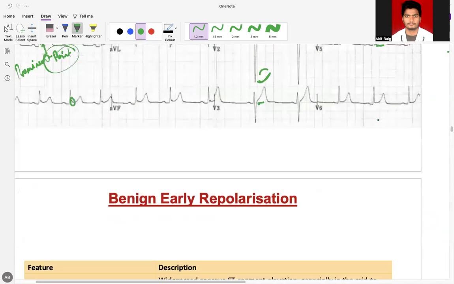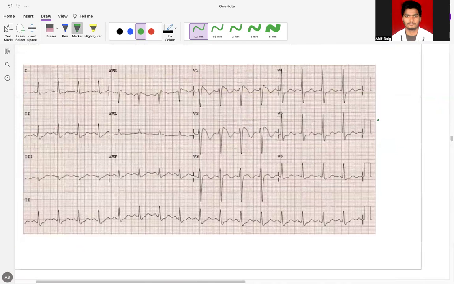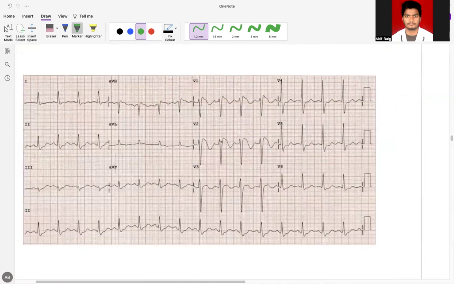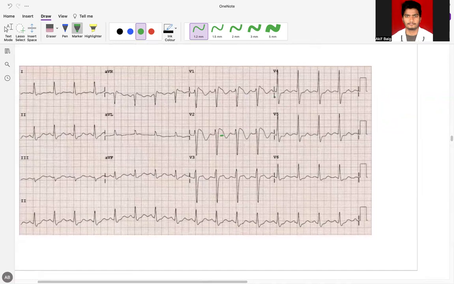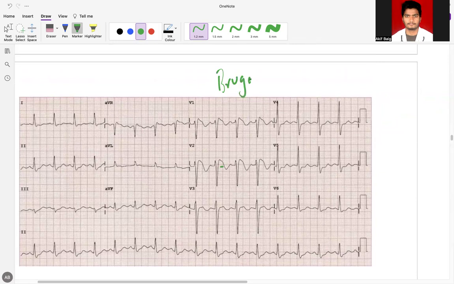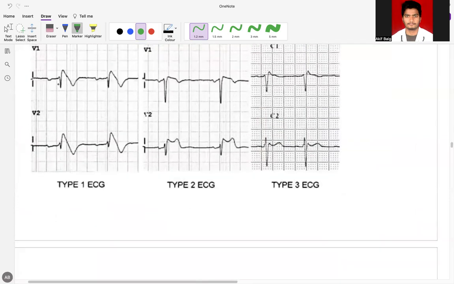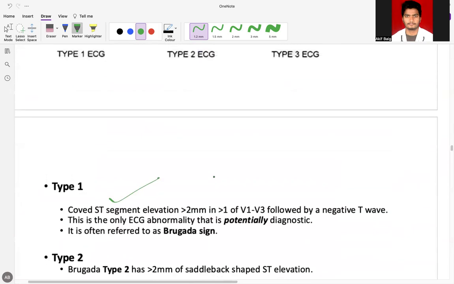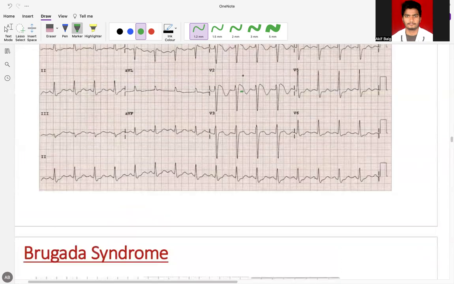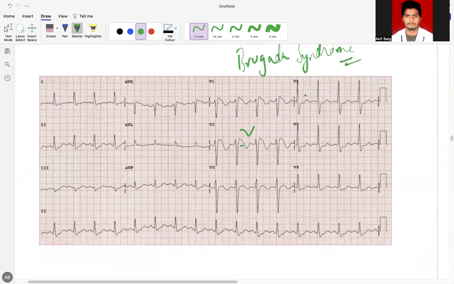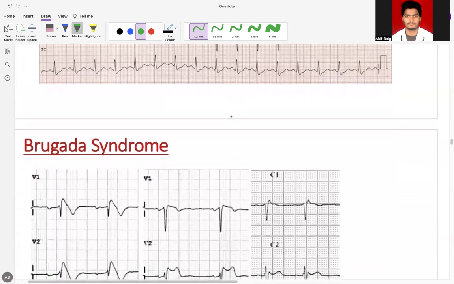Okay, so let's go to the next ECG. You can see another ECG that also appears to have some ST elevation. The J point is elevated, but as we know, this is a classical case of Brugada type A. What is important here is coved ST segment elevation of more than 2 millimeters, minimally, in the anterior leads, that is V2 to V3 or V2 to V4. If you see this type of pattern, that is called Brugada syndrome.